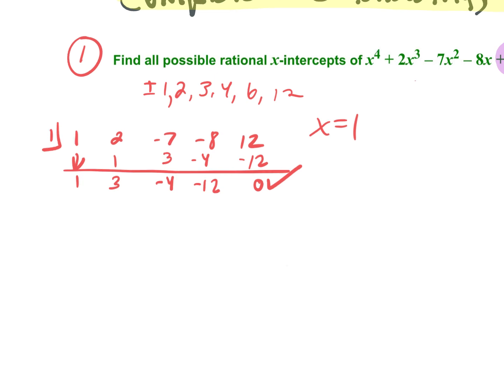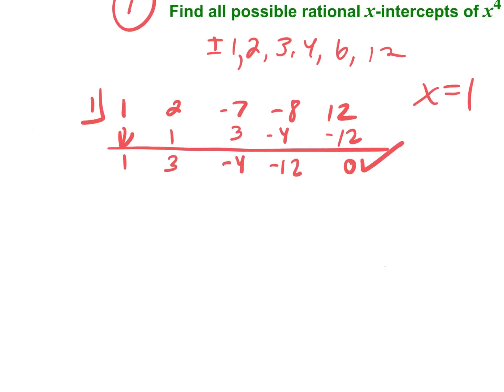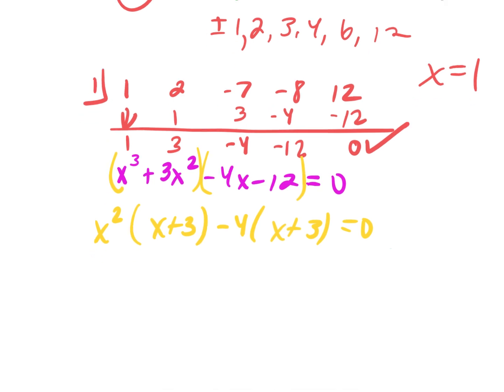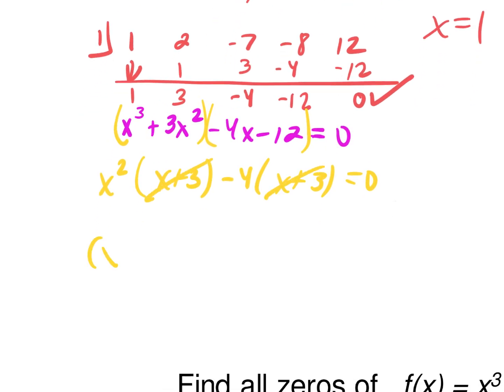Now I have a resulting polynomial. How can I write it out? X what? Cubed plus 3x squared minus 4x minus 12 equals 0. Before you jump to synthetic division, let's just see if this will group. So I'm going to take out x squared, and I'm left with x plus 3. Agreed? All right, so then I'm going to take out a negative 4, and I'm left with x plus 3. Agreed? Okay. So I have x plus 3 one time out in front.